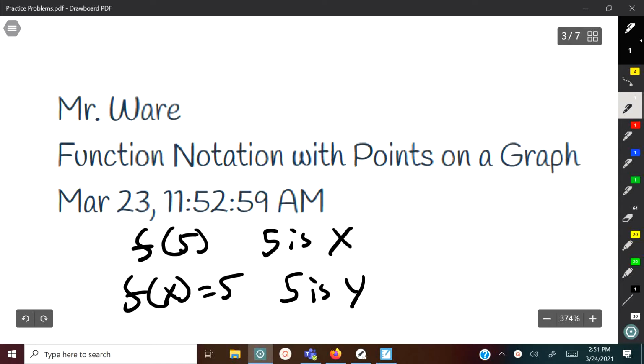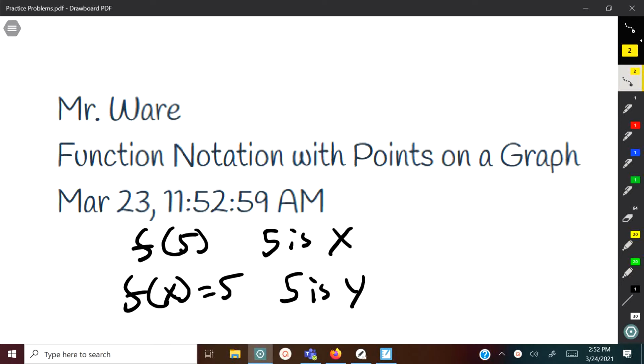Now, on this particular assignment, you have to pay attention to what that is, and make sure you're watching and seeing, do I have f of the number here, or am I saying f of x is equal to 5, or equal to the number, and that determines what you do on the x or y axis. So let me show you a couple examples.